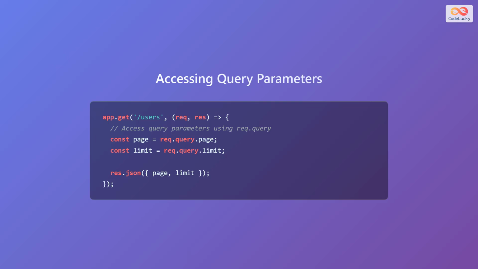To access query parameters in an Express route, you can use the req.query object. Here's an example. We define a route for /users. Inside the route handler, we can access the page and limit query parameters using request.query.page and request.query.limit, respectively. These values are then sent back in a JSON response. This makes it easy to extract and use query parameters in your application logic.